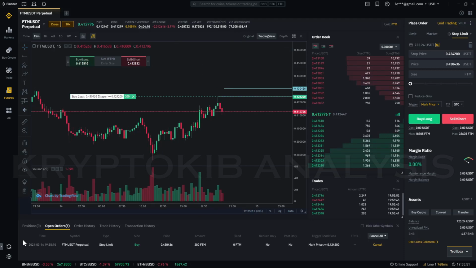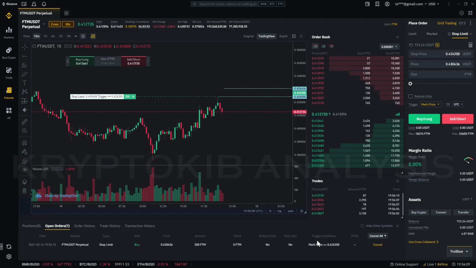Now, if we look at this, look under these open orders. Now, the symbol, we have the type, the stop limit. Side, buy. We have the price. This is my buy price. And if you look at my buy price, it is 0.430436. And that is this price line here.